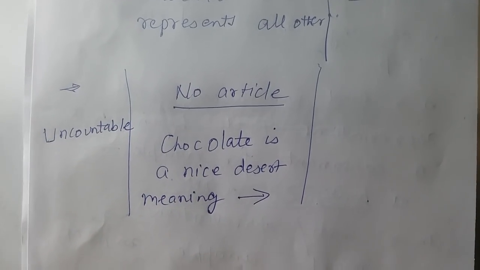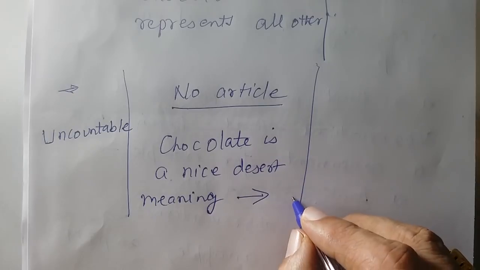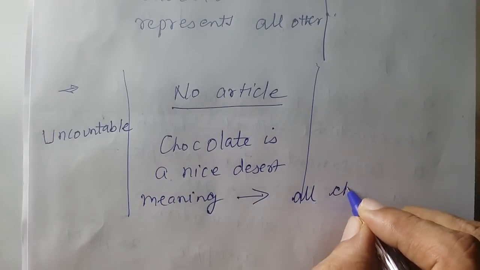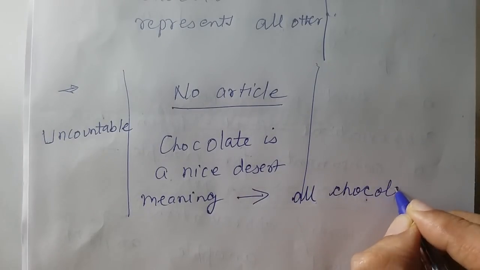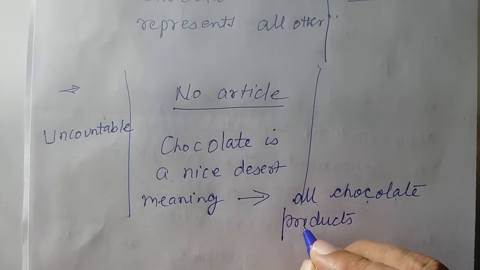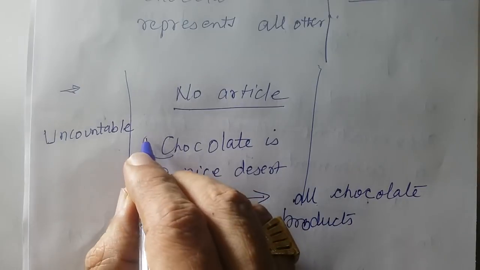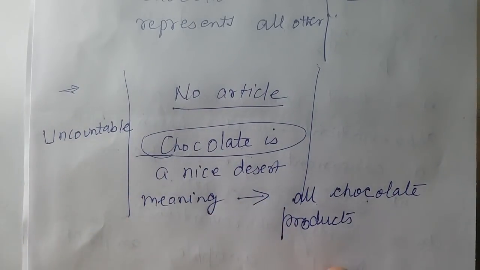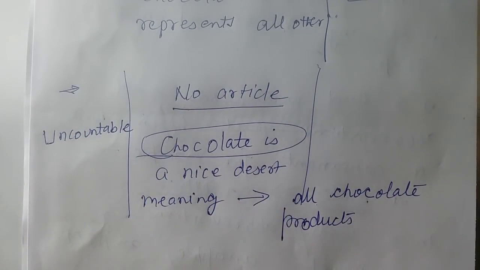If you say, right, meaning all chocolate products, because it is representing, what is the definition? Whole group. We have given the definition of generic noun, right? This is the definition of generic noun.